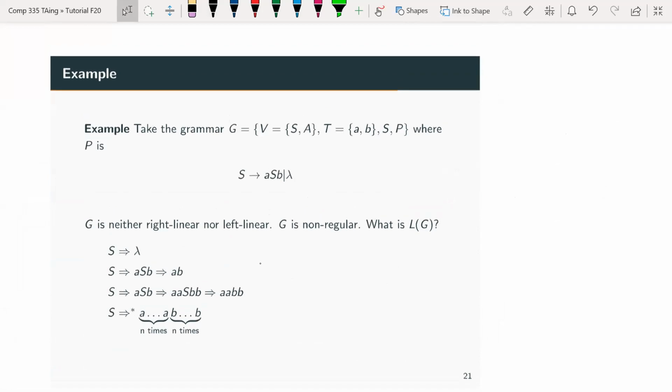So if you take the grammar G here, you have a single variable S, and you have production rules: S gives you aSb, and S gives you lambda. So this is a linear grammar.